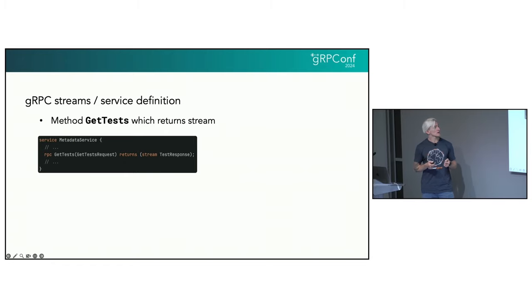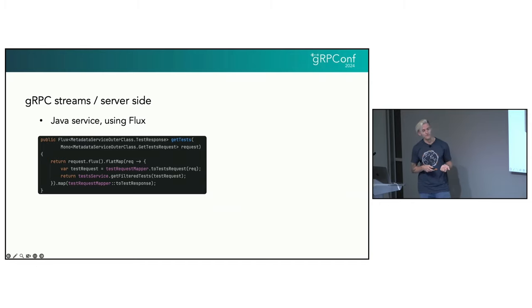Now, I would like to show you how easy it is to use gRPC streams, as it is one of the main features of gRPC which we rely on. First of all, we need to define a service which has a method which provides stream data. Here, as an example, we have a metadata service which has a method called getTests, and that method getTests returns a stream of test responses.